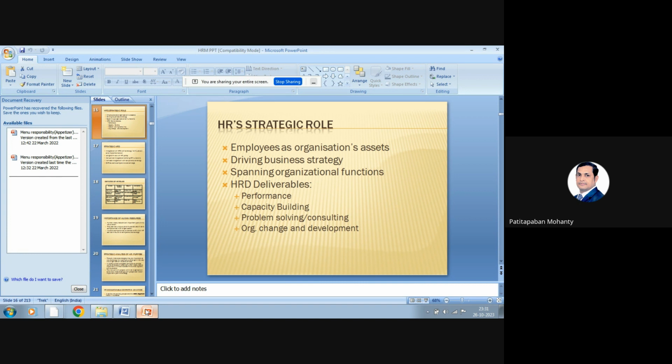Then next is driving business strategies. HR always has a purpose in their mind. It has a driving nature: how the business will be expanded, how the business can be diversified from one place to other regions. That business diversification is also the driving nature of the strategy of human resource. Then spanning organizational functions. Organizational functions should be spanned. Spanned means it should be decentralized.